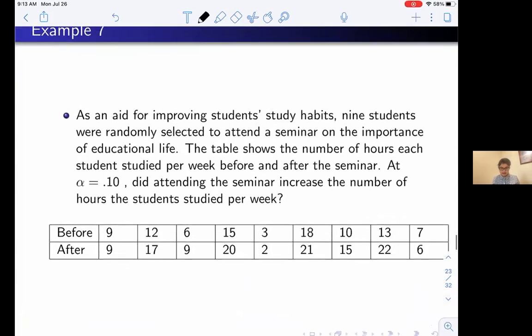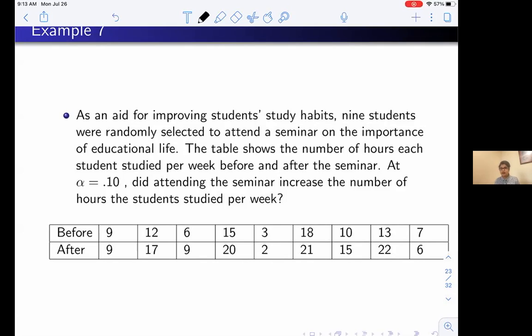Next, let's see what example 7 is. It says, as an aid for improving students' study habits, 9 students were randomly selected for the survey to attend a seminar on the importance of educational life. The given table shows the number of hours each student studied per week before and after the seminar. At alpha equals 0.10, did attending the seminar increase the number of hours the students studied per week?